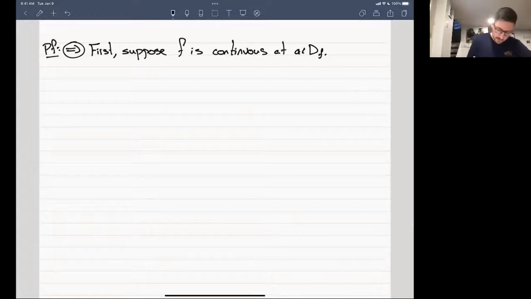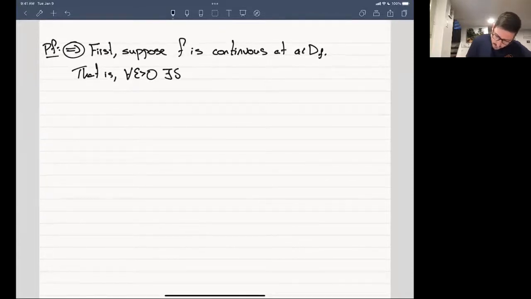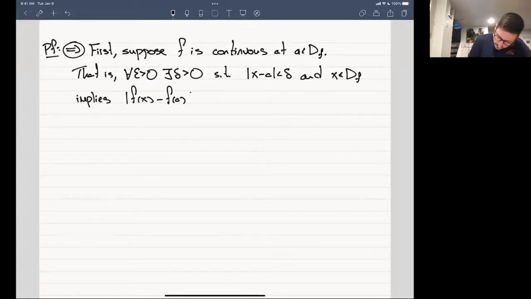Okay, so this means that for all epsilon greater than 0, there exists a delta greater than 0 such that if |x minus a| is less than delta and x is in the domain, that's what that intersection said. I'm just using the definition of continuity here, but I'm posing it like this so you can see it in terms of the definition of limits, so that everything becomes crystal clear. This implies |f(x) minus f(a)| is less than epsilon.